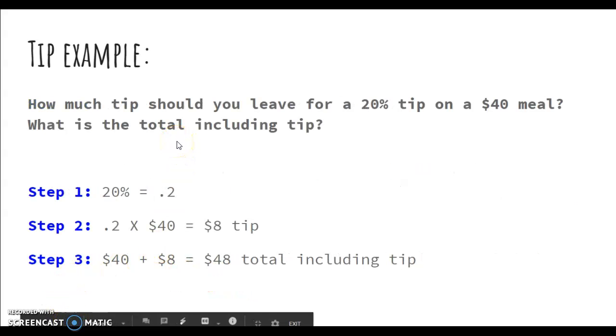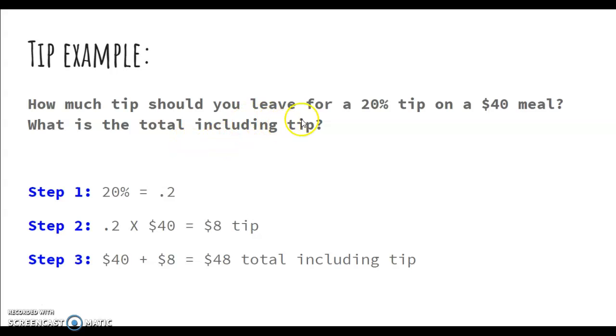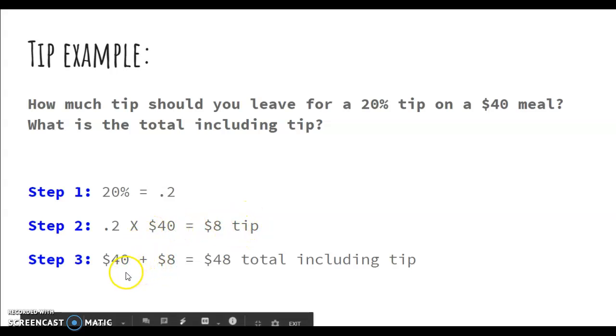So an example for tip is: how much tip should you leave for a 20% tip on a $40 meal? What is the total including tip? Okay, so you convert 20% into a decimal, so that would be 0.2. Multiply that by the cost of the meal, which is $40, which calculates to an $8 tip. So you're going to tip $8, and then you add that tip to the price of the meal, which gives you $48 total including the tip.